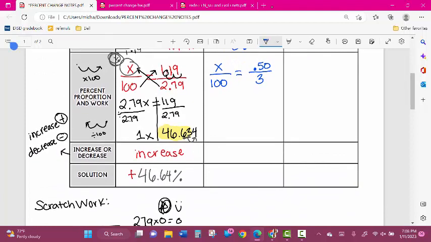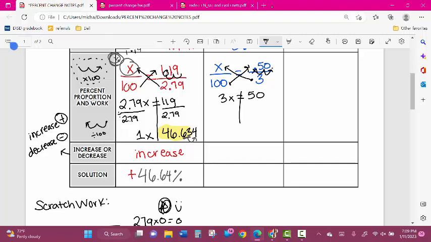Alrighty, now that I've got my proportion set up, I'm ready to cross multiply and divide. One of the cross products is going to be 3 times x. 3 times x is just 3x. Okay, the other cross product is 100 times 0.5. Remember, when we multiply by 100, we just move the decimal over 2 times to make the number bigger. So 100 times 0.5 is 50. And now I'm ready to solve this equation.